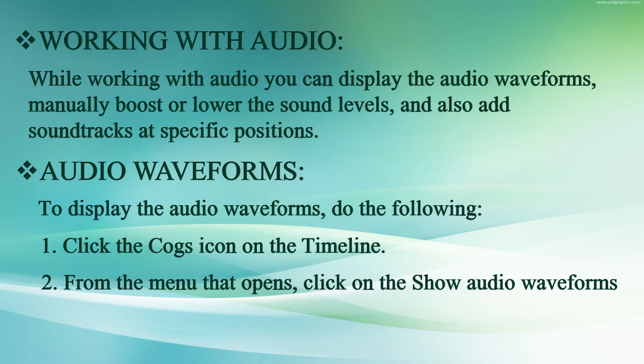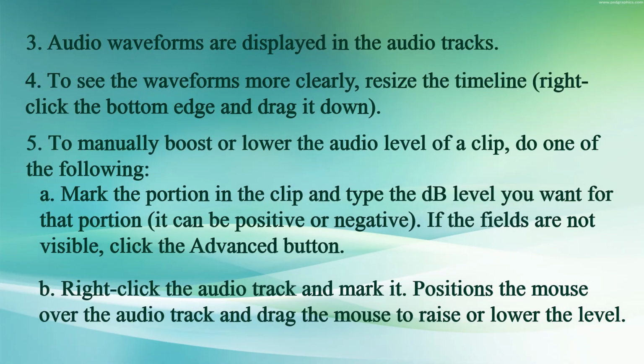Working with audio. While working with audio, you can display the audio waveforms, manually boost or lower the sound levels and also add a soundtrack at a specific position. Audio waveform. To display the audio waveform, do the following. Click the cogs icon on the timeline. From the menu that opens, click show audio waveform. Audio waveforms are displayed in the audio tracks. To see the waveforms more clearly, resize the timeline.